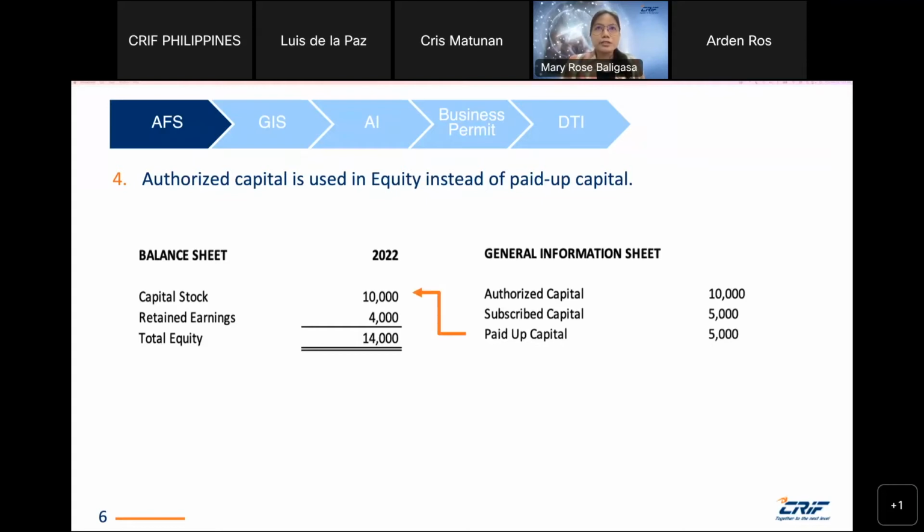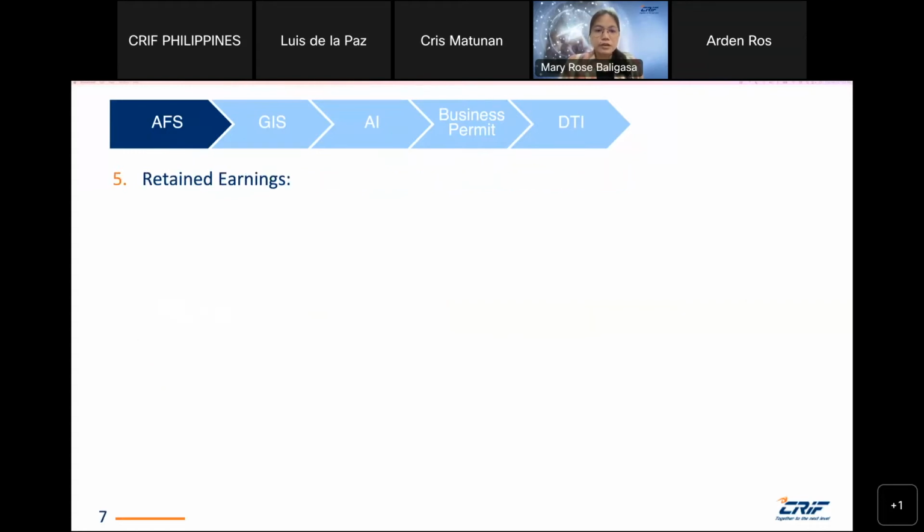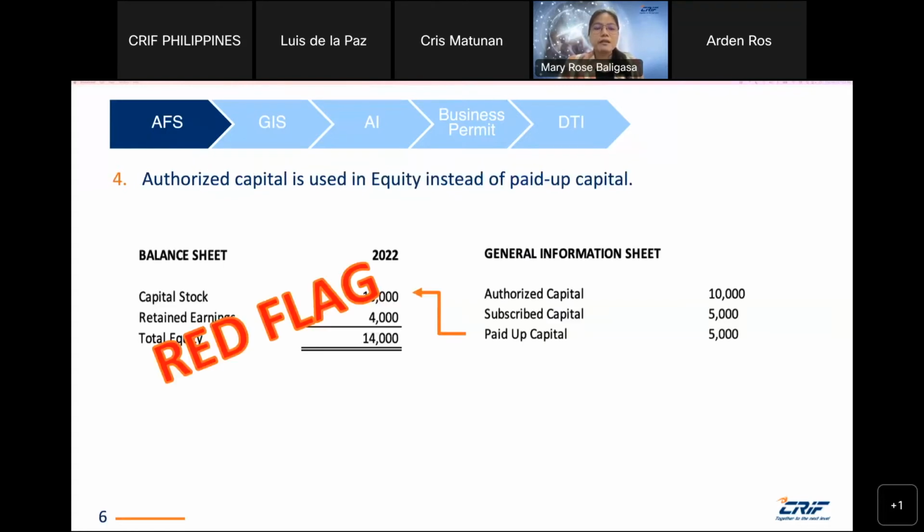If you look at the screen, our paid up capital is 5,000, but the capital stock reported is 10,000. Therefore, in this kind of scenario, this is a red flag for us.